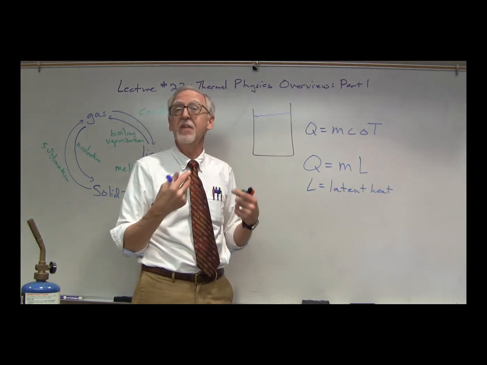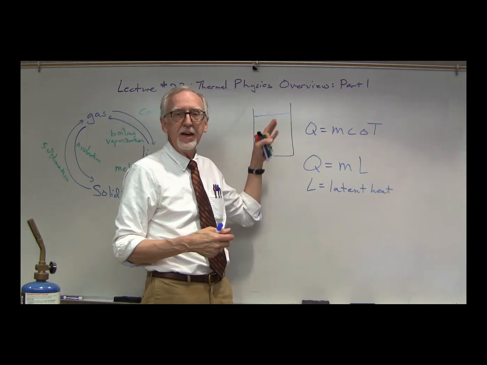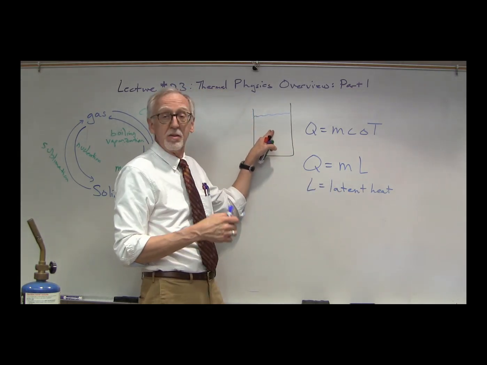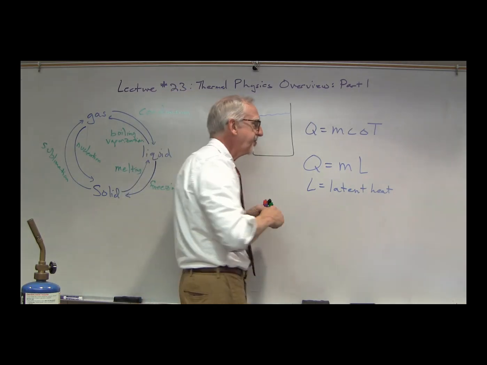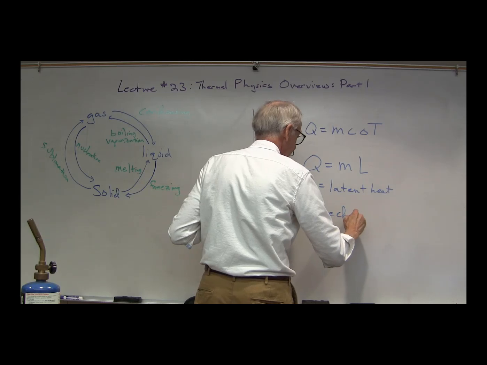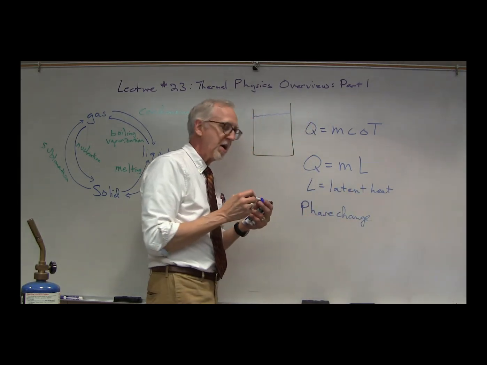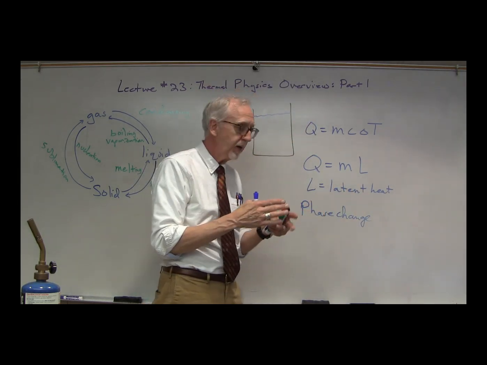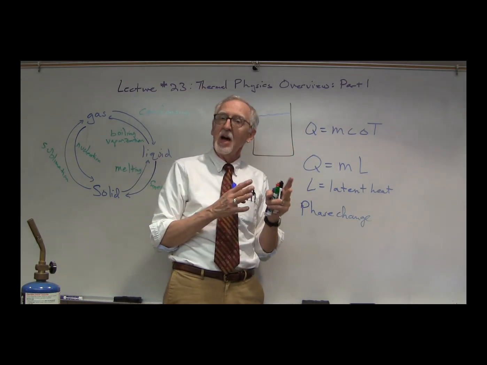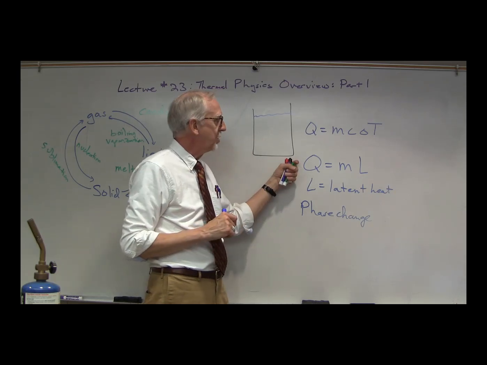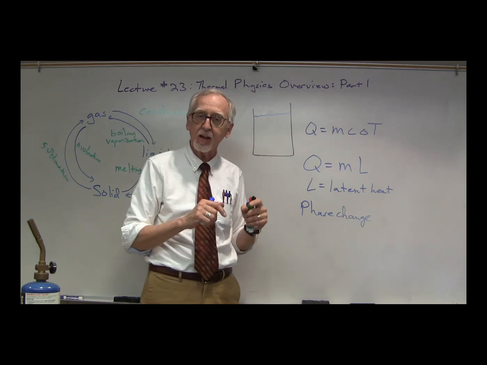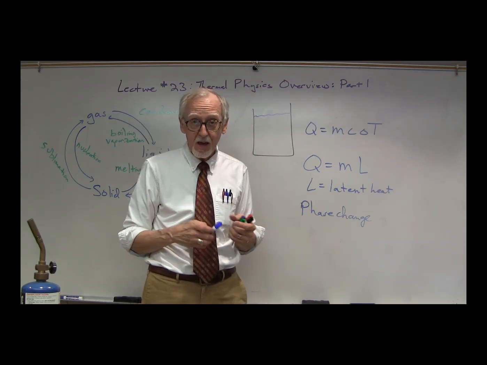We call that a phase. So there's the liquid phase, the solid phase, or the gaseous phase. And when the material goes from one to the other, we call that a phase change. So when our material has a temperature change, we use Q equals mc delta T. When our material has a phase change, we use Q equals mL. Now I'll come back to the different values of latent heat in just a second. But what kind of phase changes can we have?